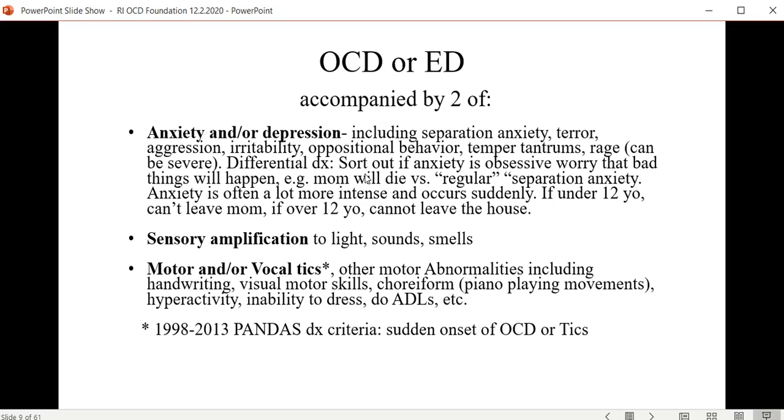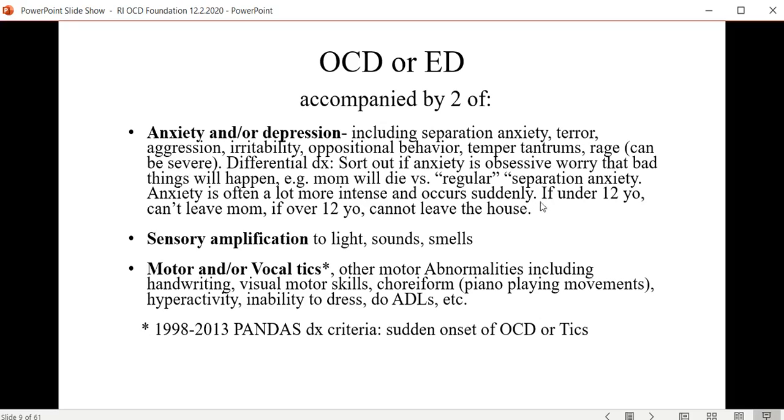And people say, go check for PANDAS and PANS. So it might be that this initial event happened at age 7 or age 10, but they have a long history of strep, or they have a long history of infections, or there's a lot of strep in the family. That's when we start looking to see if it's more than just traditional OCD. And one of the things we've identified is they're under 12, they can't seem to leave their mother's side. If they're over 12, they make all sorts of excuses why they cannot leave the house.